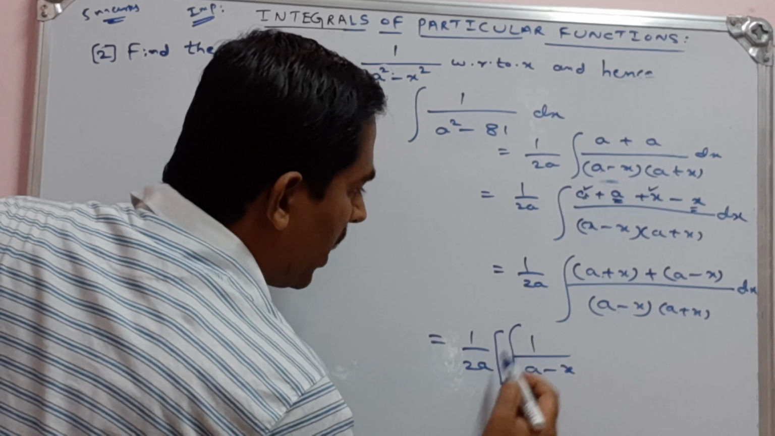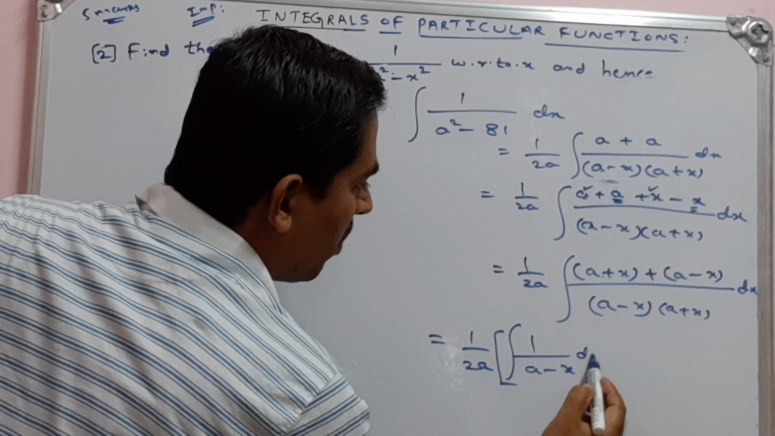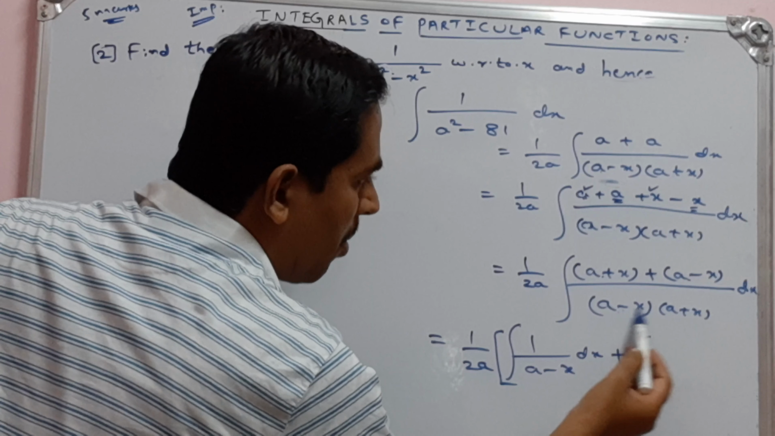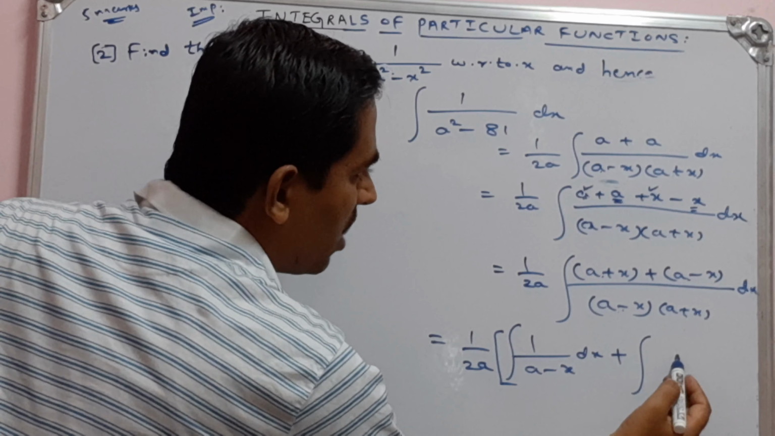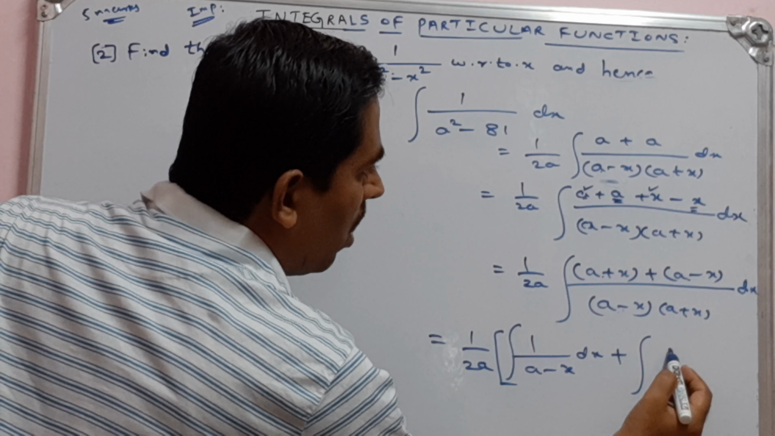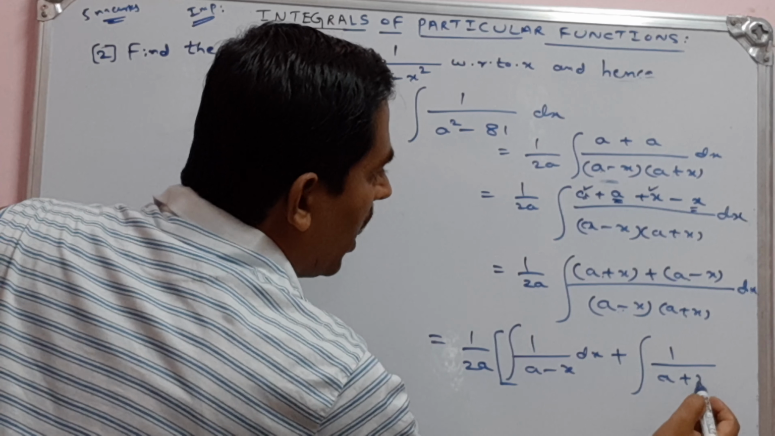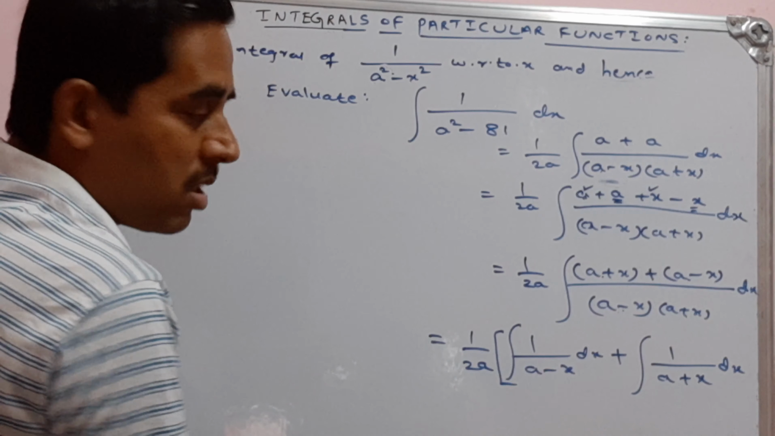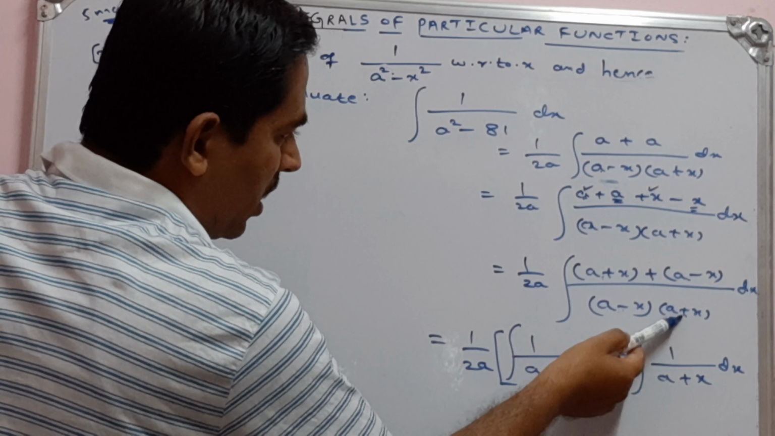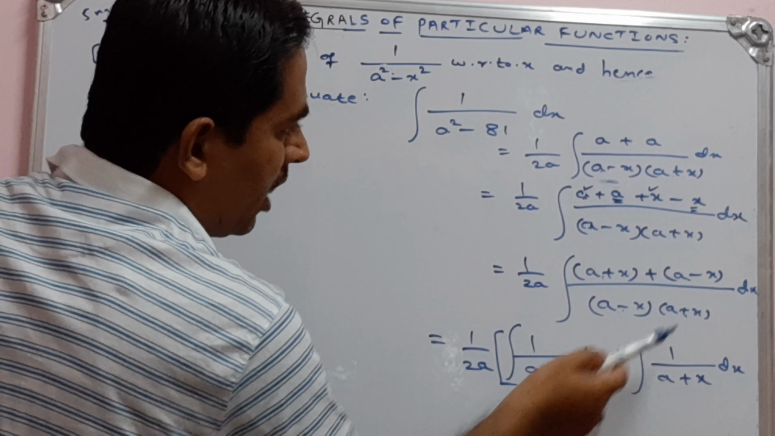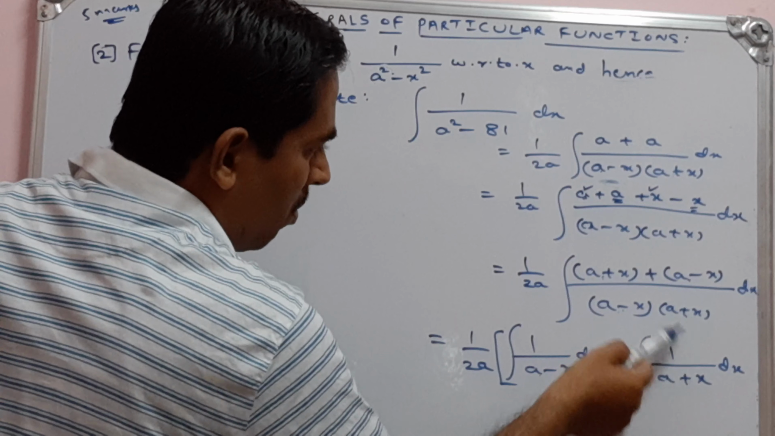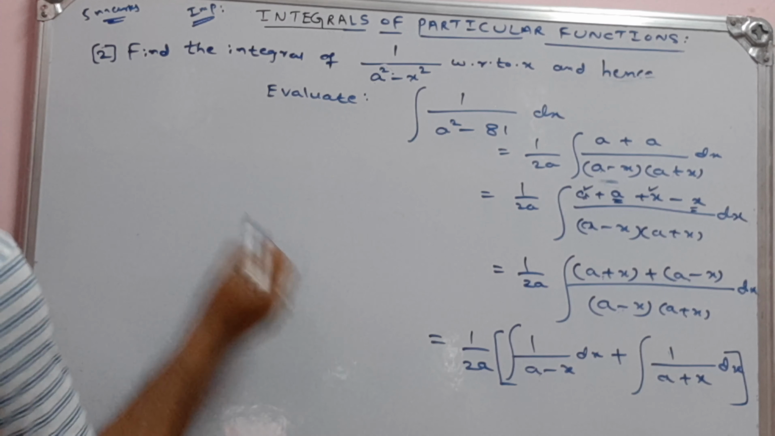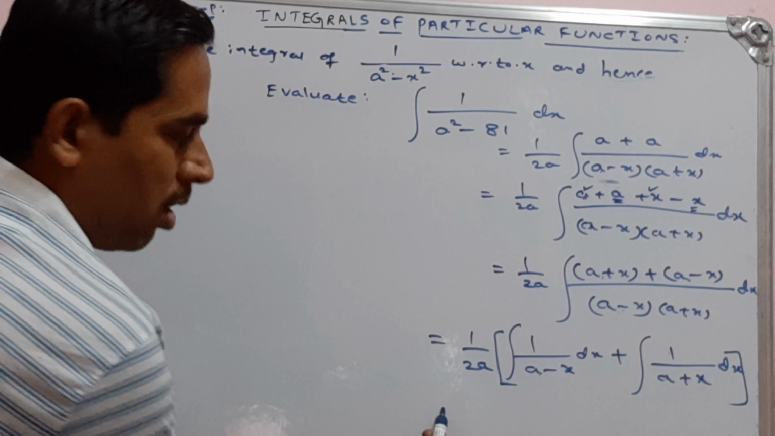Then, integration with respect to x separately, I can integrate it, plus integration of a minus x divided by a minus x into a plus x. Then a minus x cancels. So I will get 1 by a plus x. After splitting this, a plus x divided by a minus x into a plus x cancels, I get a minus x in the denominator. A minus x cancels, I get 1 by a plus x. So let me close this. Then we'll continue here.